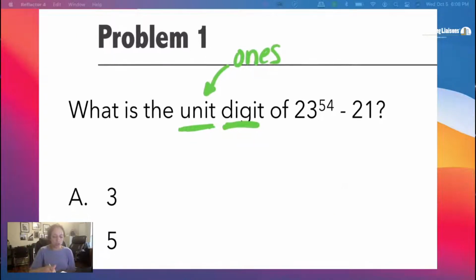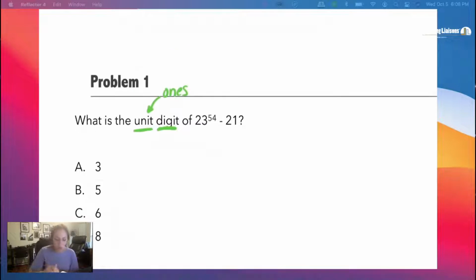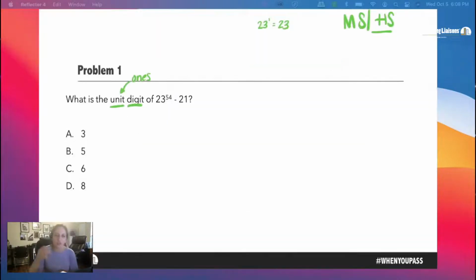Well, how do we figure out the unit digit of this? I'm going to show you a little trick. So if we think about what 23 to the first power is, 23 to the first power is 23. What is 23 to the second power? Because for these kinds of problems, even if you didn't know how to solve this at first, you could start by just listing to see if you can find a pattern. So 23 to the second power, and I am going to use my calculator for this, is 529. And I'm going to keep going, the third power, the fourth power, the fifth power, just to see if I can find a pattern.